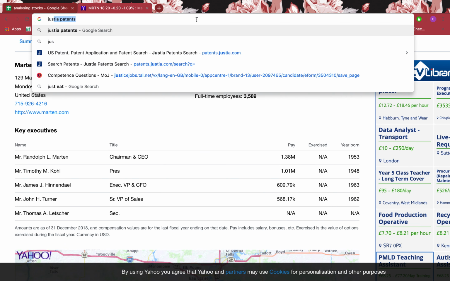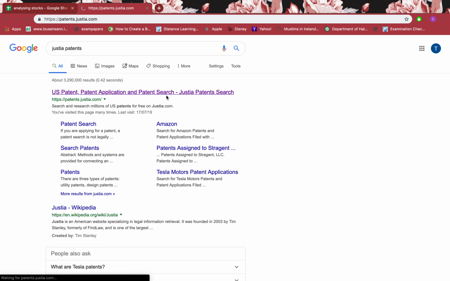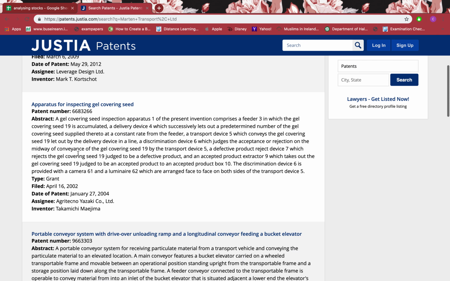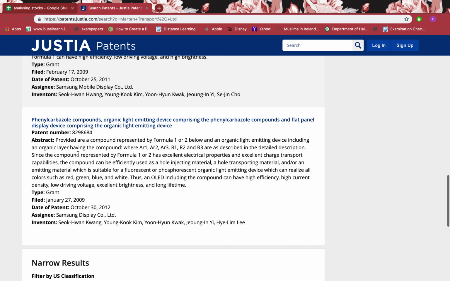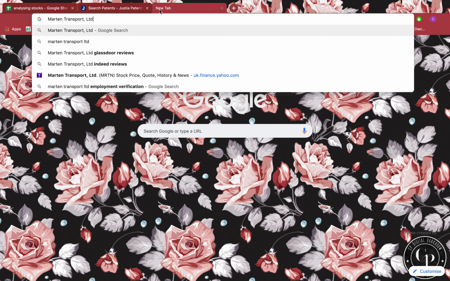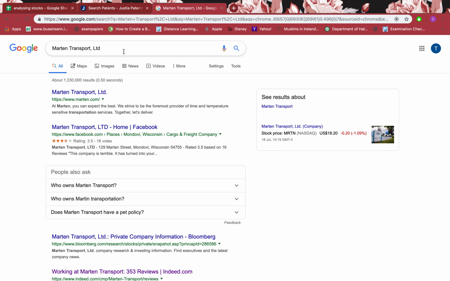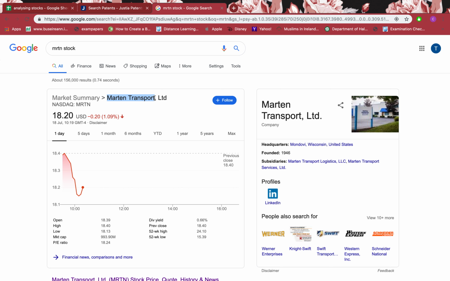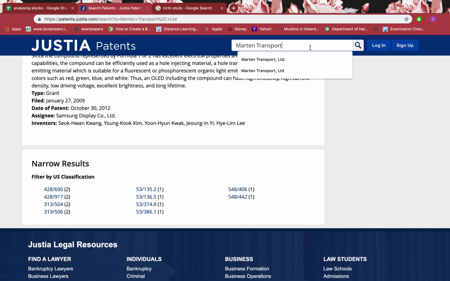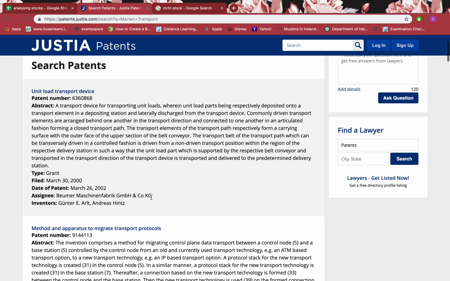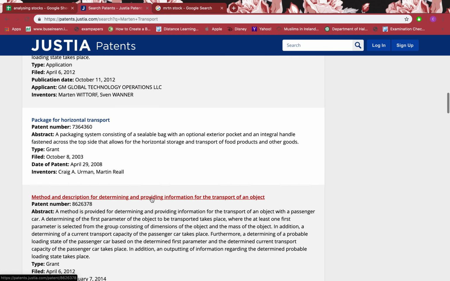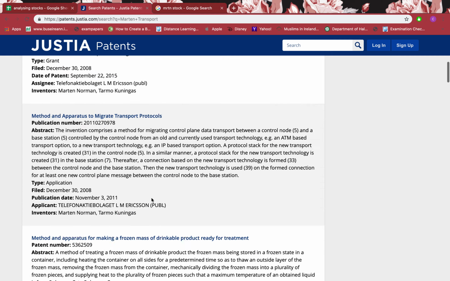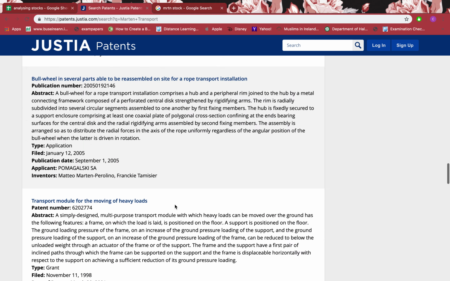Because the more transparency, the more information we have, the better. Then I'll go to Justia Patents. It will show me the patents of this firm. And you can just see if there is any patent of this firm. I can't find any, but I'll just make sure. I will just copy the first part of the name maybe, because sometimes the name has extra things. No, I can't find any patent. So I guess they don't have any patents. But see if you can find any, because I can't.